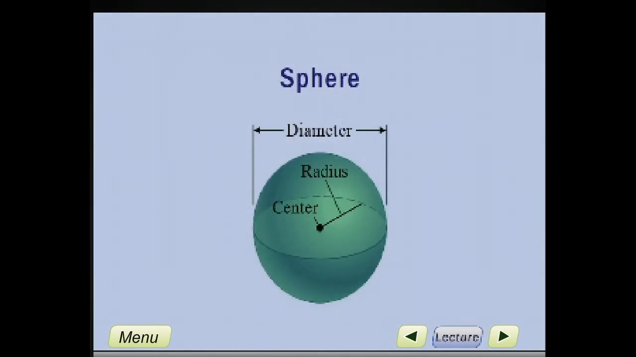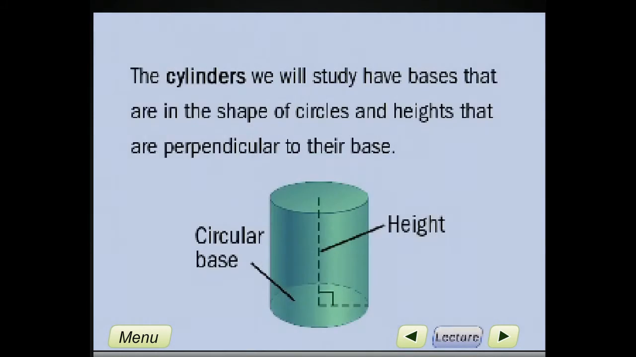Now, a sphere consists of all points in space that are the same distance from a point C. And we call the point C, just as you would think, the center of the sphere. The radius of a sphere is the distance from the center to any point on the sphere, and the diameter is the distance across the sphere passing through the center. Those things should remind you of a circle. Basically, the radius and diameter of a sphere are related in the same way as the radius and diameter of a circle. And then let's look at a cylinder.